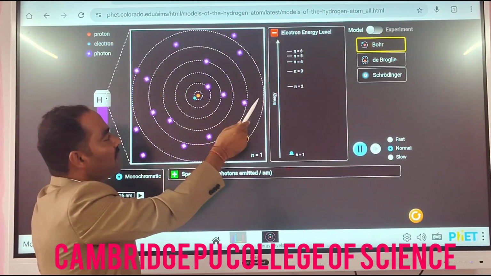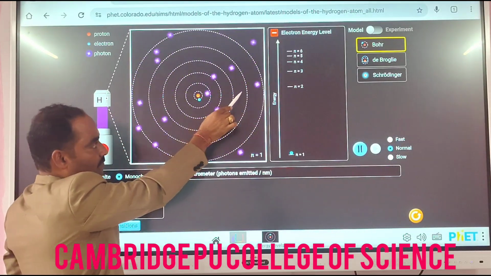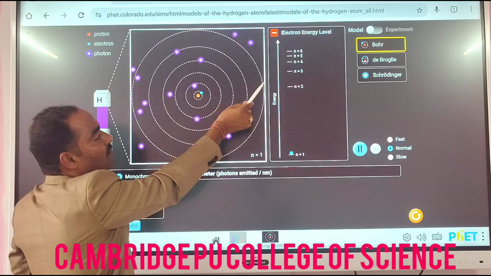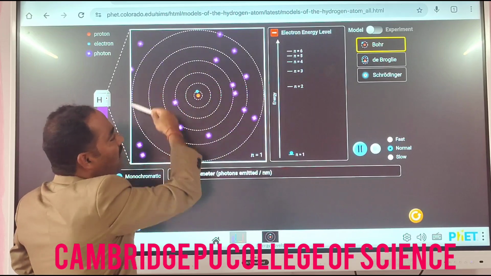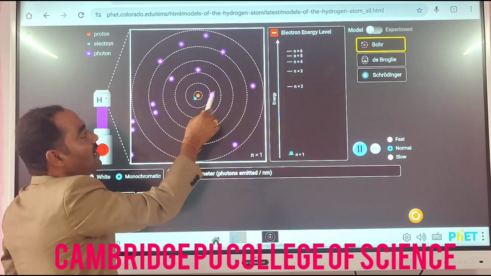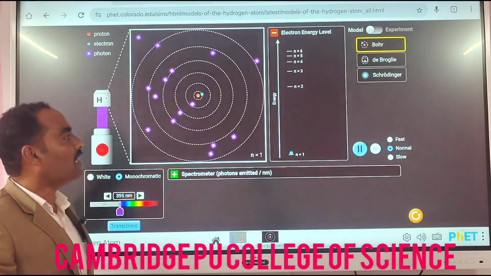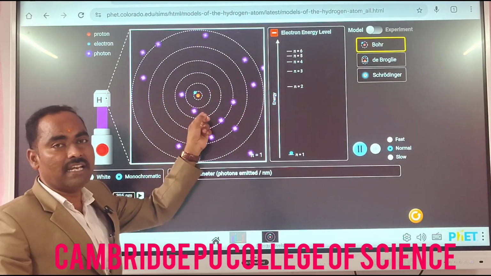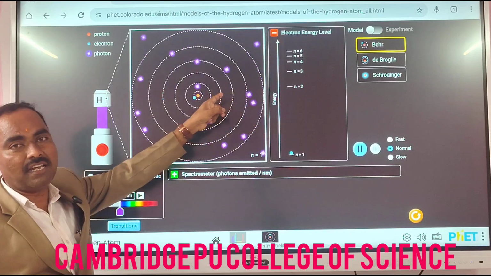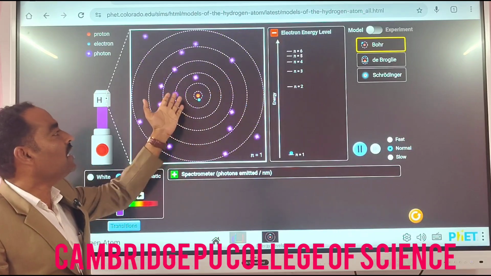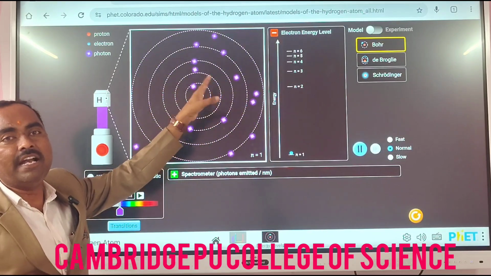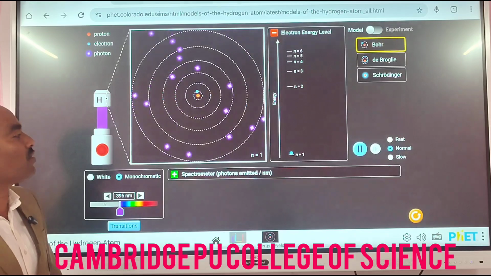Coming to the third point, whenever electrons jump from an outer shell to an inner shell, emission of radiation occurs. E1 is the inner shell, E2 is the outer shell. From outer shell to inner shell, E2 minus E1 equals h nu, which is nothing but photons.